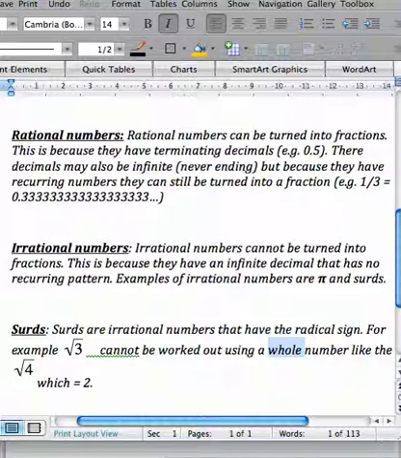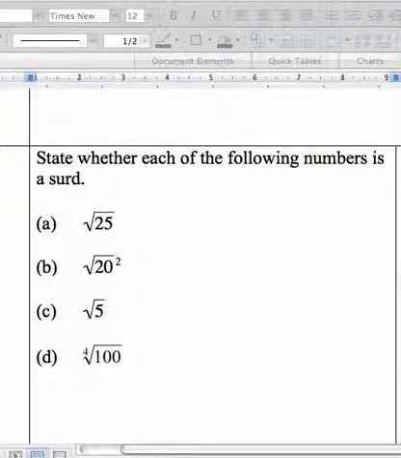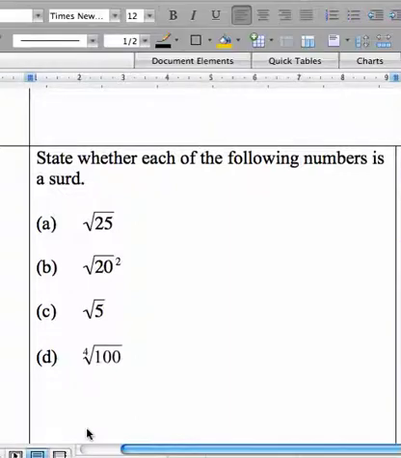Okay, so just write down these definitions, and it's important that you understand what they mean. Once you've done that, we'll do a quick test to make sure you can understand the difference between rational and irrational numbers, and of course understand what surds are. With this question, it asks us to state whether each of the following numbers is a surd or not. Have a go at these questions yourself and then come back and check to see if you got them correct. So now, the square root of 25.